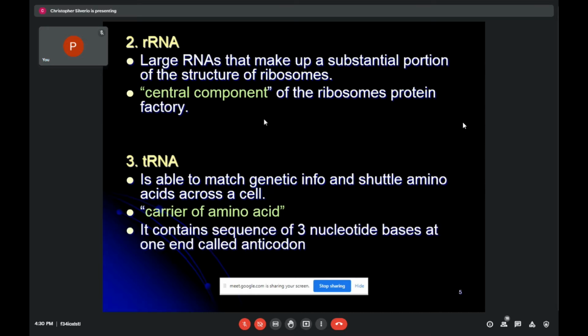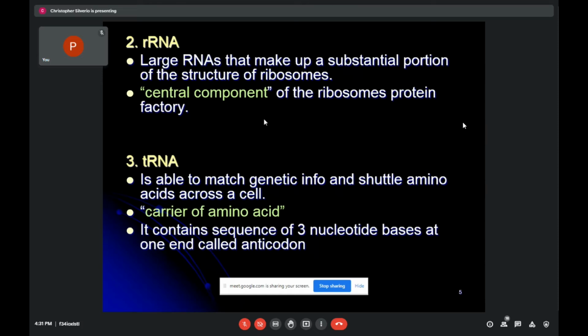It contains a sequence of 3 nucleotide bases at one end called the anticodon. Always 3. The anticodon and the codon, there are only 3 nucleotide bases. Always remember that.